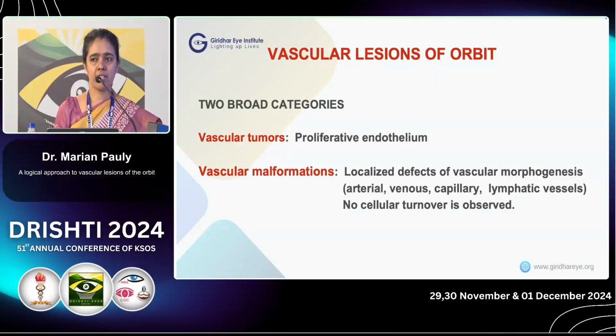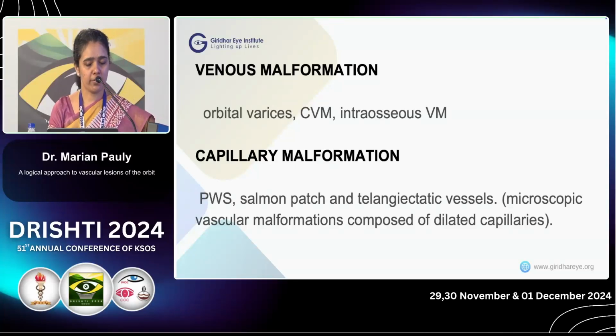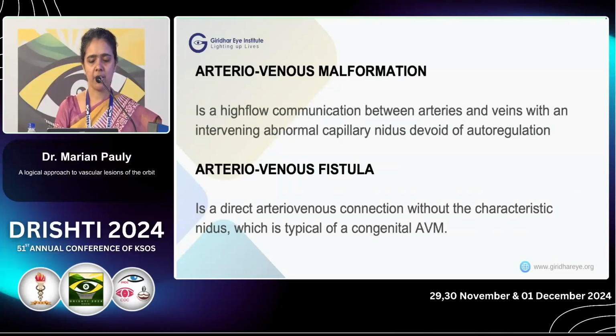Now lots of research is going on in this area, which is why I put across this slide. Malformations, as I have already told, can be venous: varices, cavernous venous malformation, intraosseous venous malformation; capillary: port-wine stain, salmon patch; then AV malformation and AV fistula. Even though they present to us, we need help from interventional radiologists to treat these two.